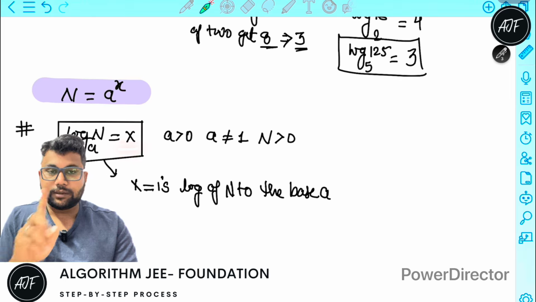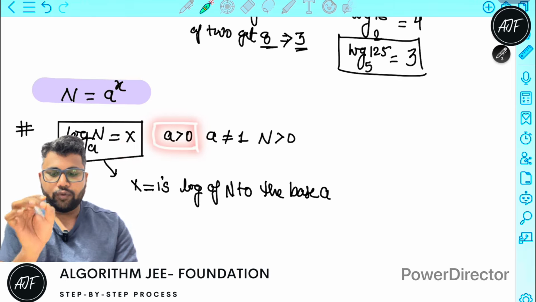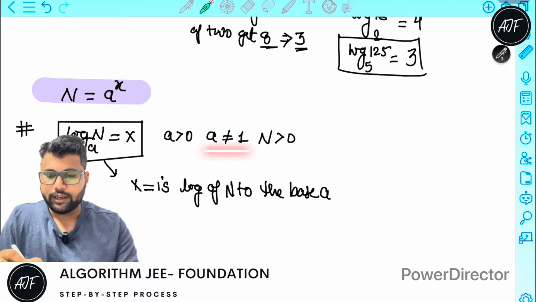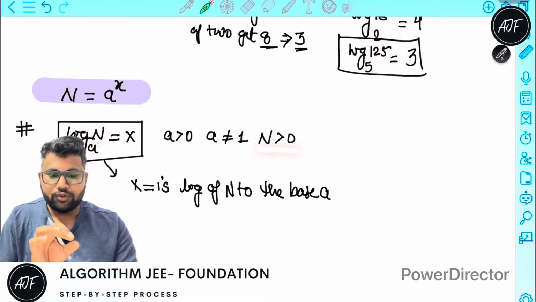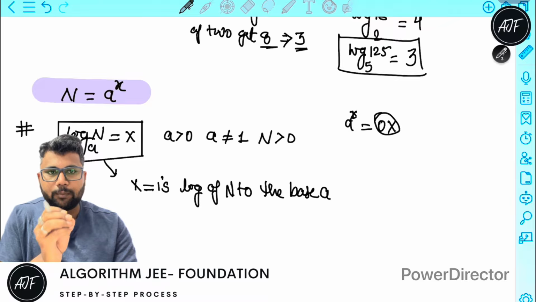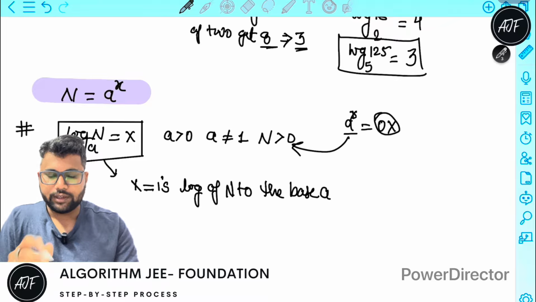After that, the conditions are very important. First condition: a is always greater than 0. Second condition: a does not equal 1. And third condition: n, the answer, is also greater than 0. Because with any exponential power, the answer can never be 0; the value can be a small number like 0.0001, but 0 is not possible. So that's why n is always greater than 0.